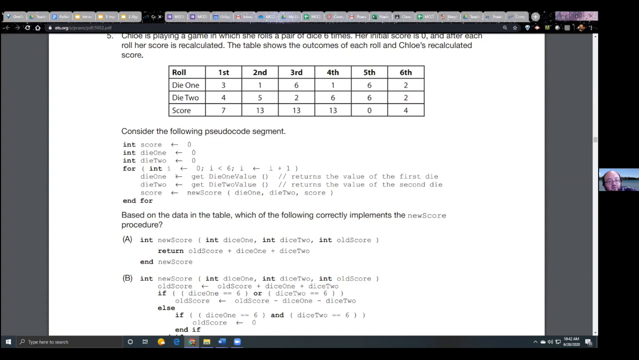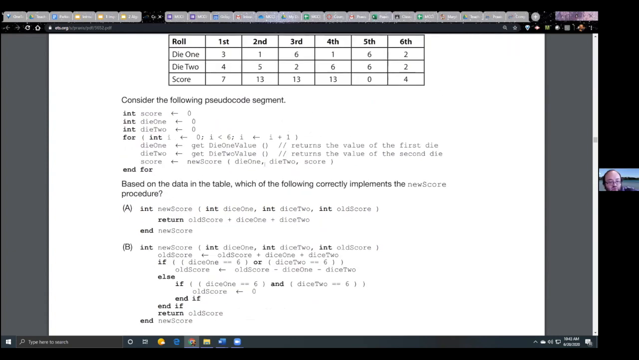Die1 gets the value from die1 value, which is a function or procedure that returns the value of the first die. Die2 gets die2 value, again, another procedure. And then score gets this new score procedure called with 3 parameters, die1, die2, score. And it's asking us which of the following answers for that new score procedure seems to match the data in the table.